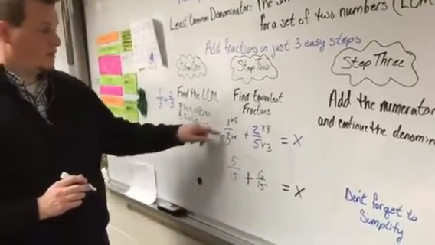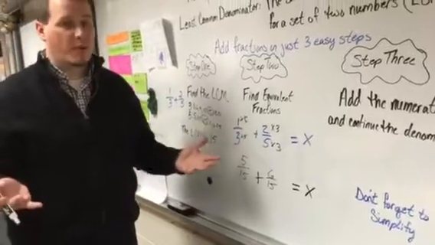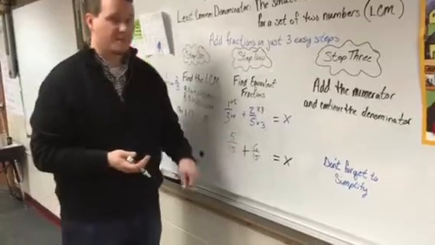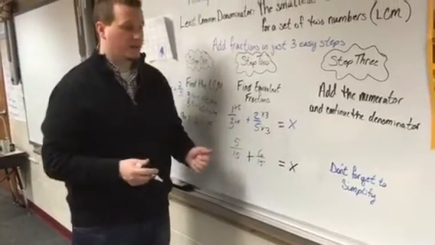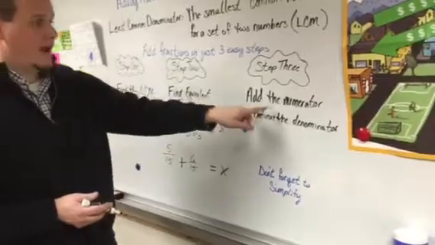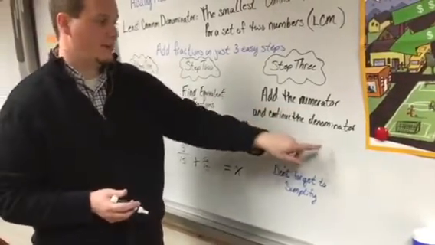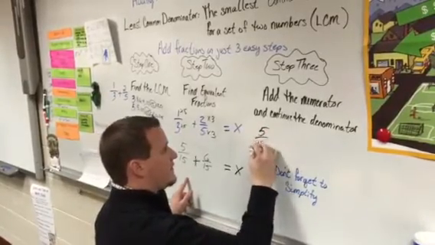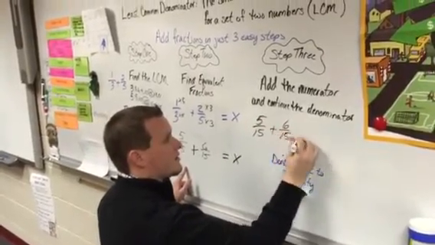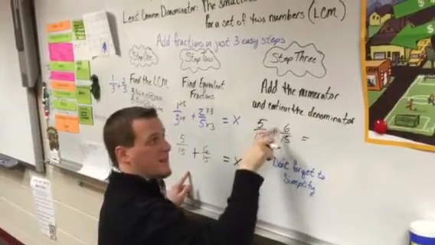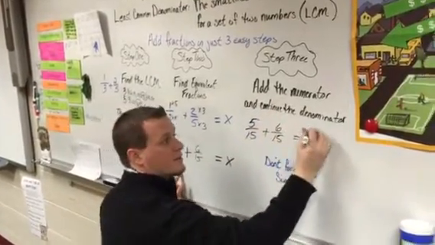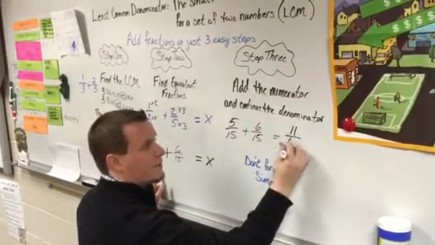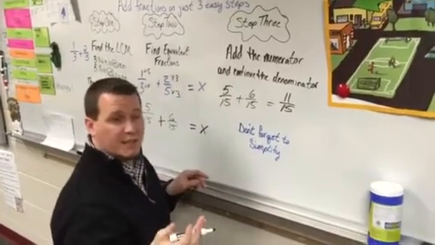So now, instead of 1/3 plus 2/5, where we don't have like denominators, so there's nothing I can do there, I have 5/15 plus 6/15, and those are numbers I can work with. So let's go to step 3. You add the numerators and continue the denominator. So as I write that down, 5/15 plus 6/15, I'm going to do exactly what it says. 5 plus 6, adding the numerators, and continue the denominator, 15, 15, 15. So my answer would be 11/15.